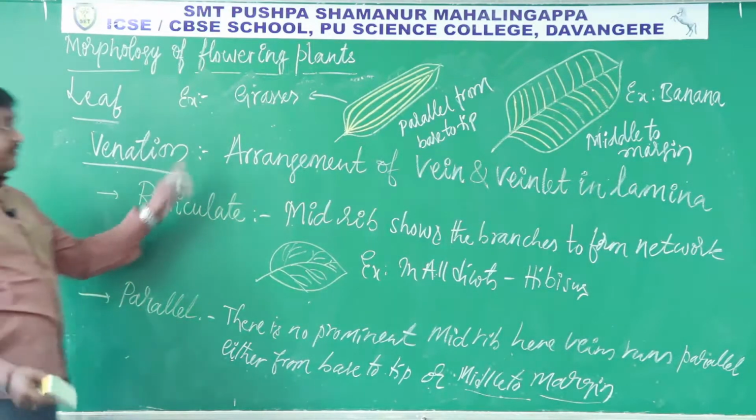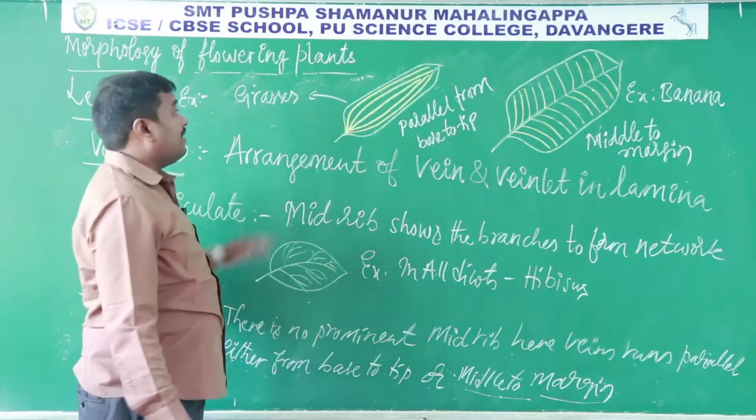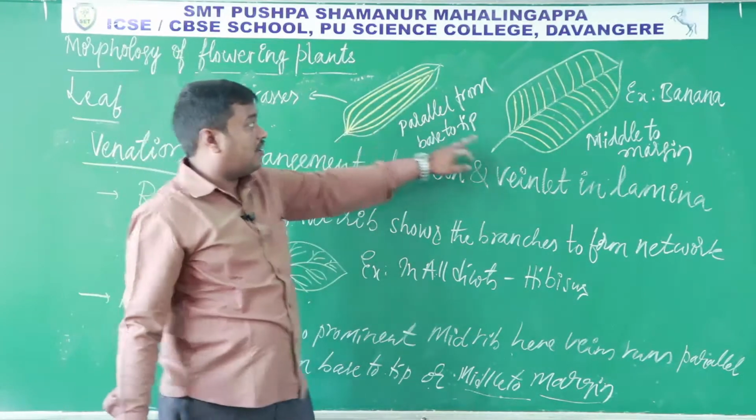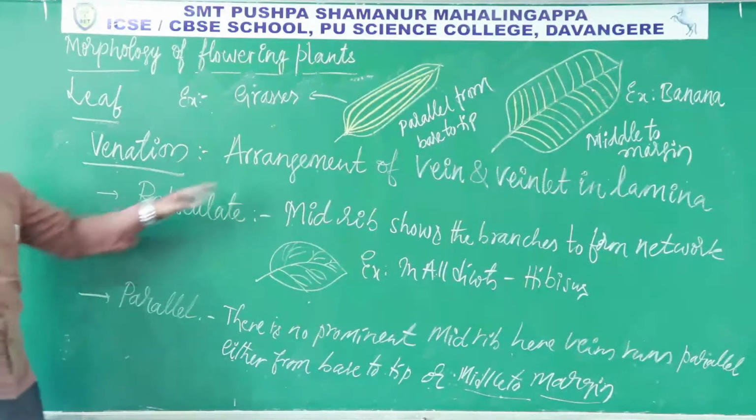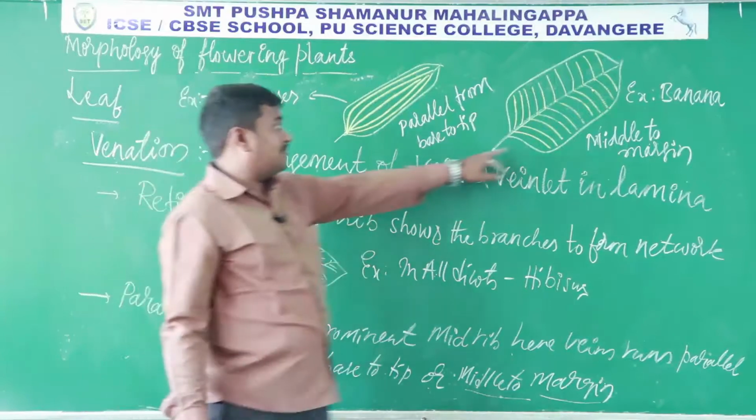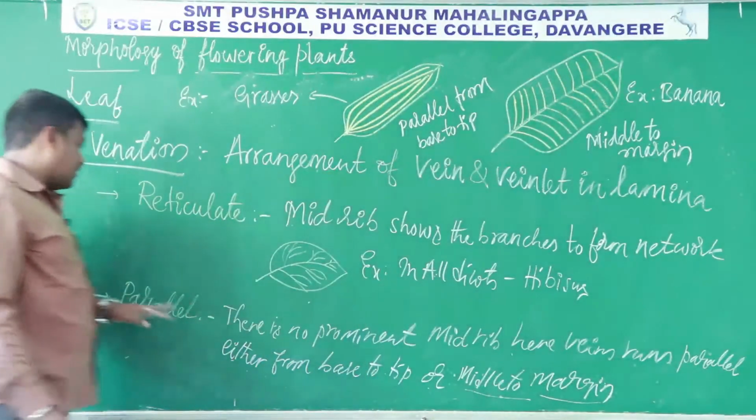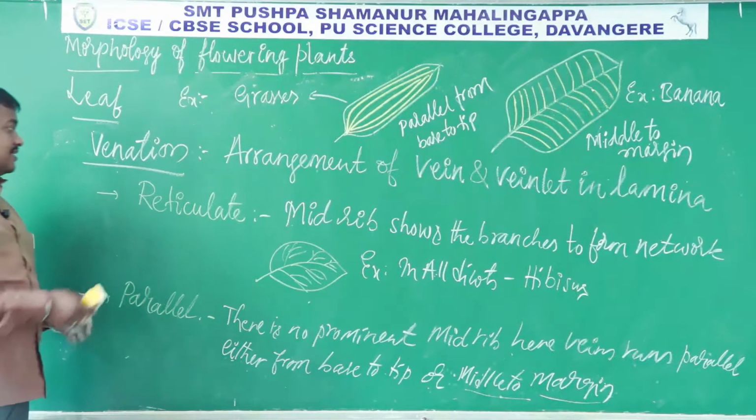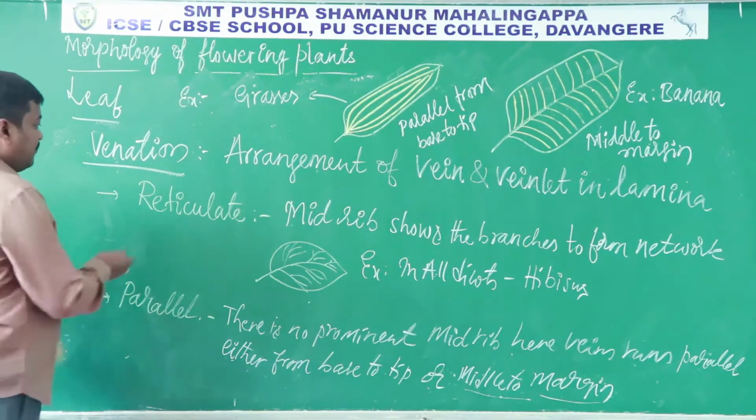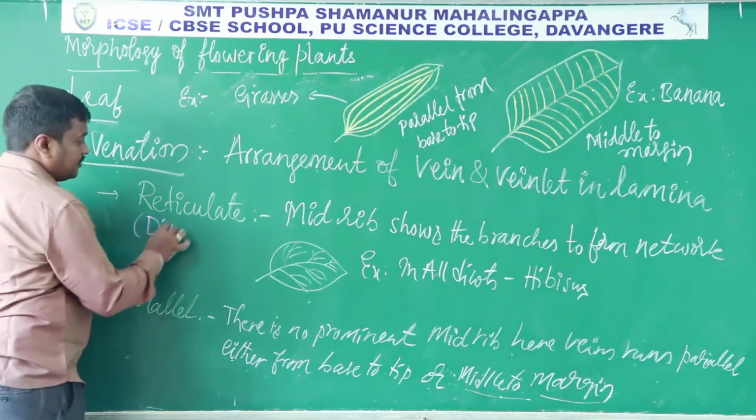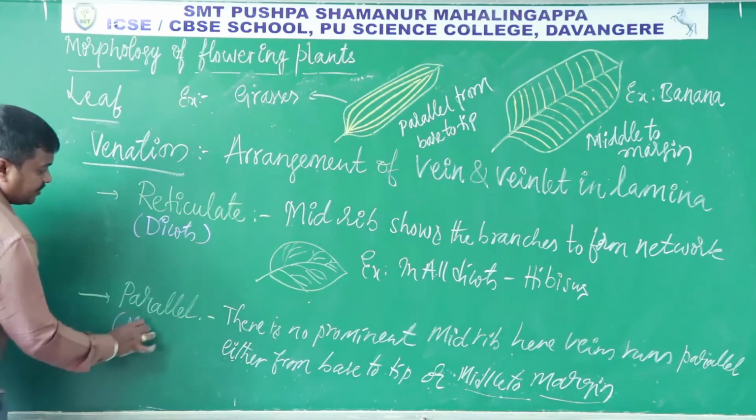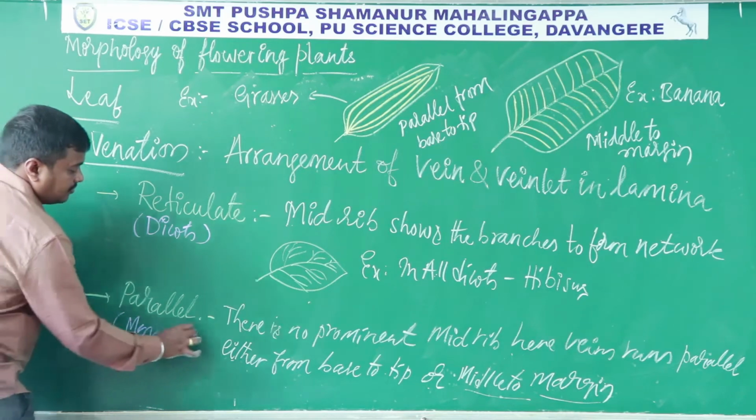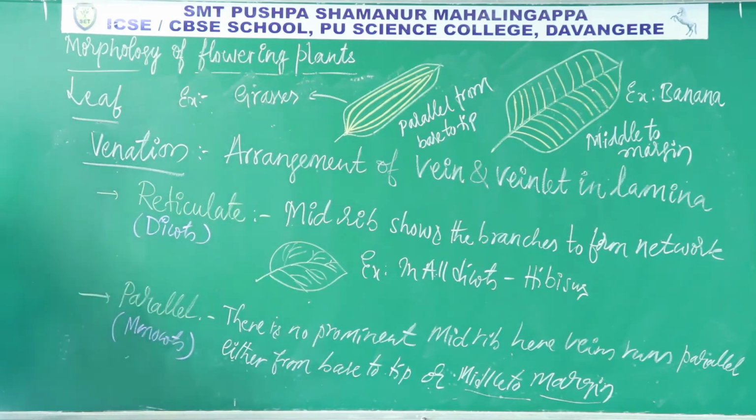Okay, so you should be careful about this venation, especially this parallel venation, either it from base to tip or middle to margin parallel ಆಗಿರುತ್ತೆ. Okay, so it do not forms a network like this here, it do not forms a network like this, that's why it is called as parallel venation. And this reticulate is a characteristic feature of dicot, whereas parallel venation is a characteristic feature of monocots. Okay, yeah, so this is about the venation.